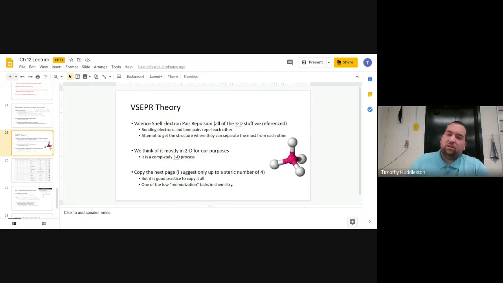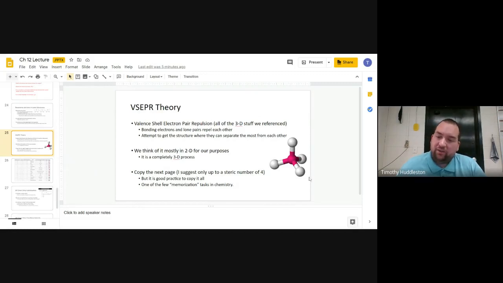So valence shell electron pair repulsion. Okay, bonding electrons and lone pairs repel each other, and you attempt to get the structure where they can separate the most from each other. Now, we think of it as mostly 2D for our purposes, like we write it on paper.